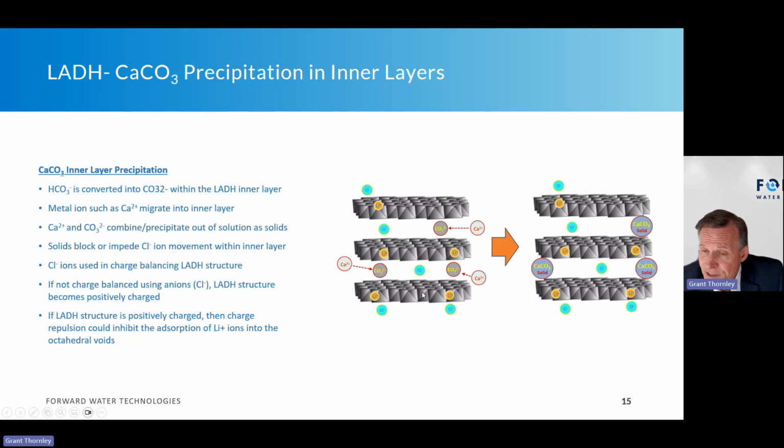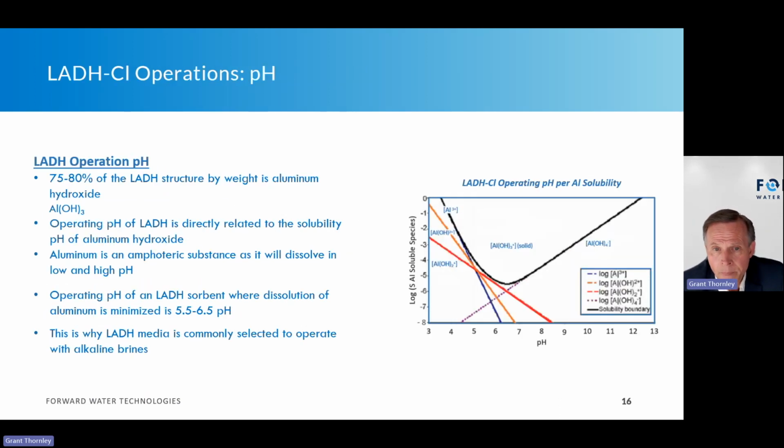And then what happens is that I can also start getting this charge imbalance, right? Now I can't get enough chlorides in here to charge balance the lithium, so the structure takes on an ionic charge, and I can have charge repulsion of the lithium, which means that I would have negative performance or an impedance of lithium absorption. So that's just one consideration in the operating of a lithium sorbent.